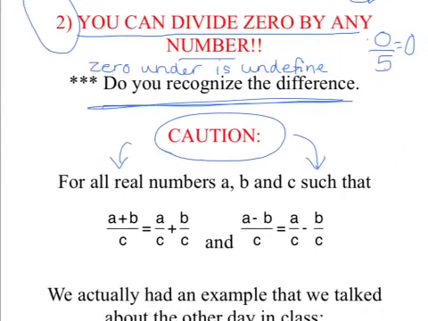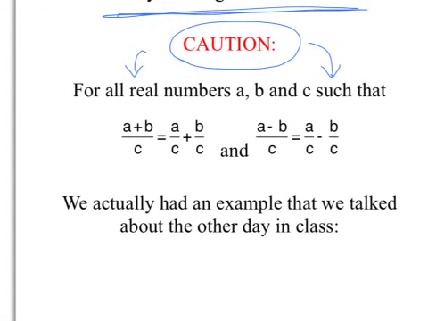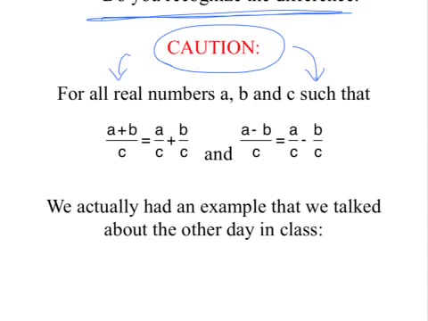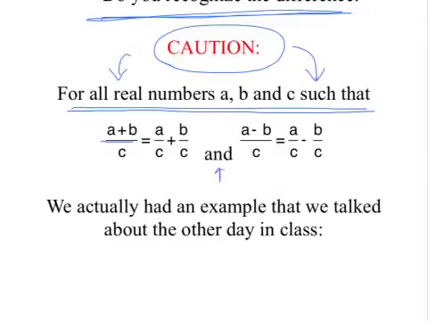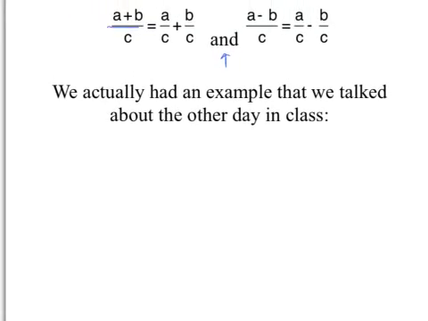Our other caution is for all real numbers, meaning any real number you put into these types of examples. For any real numbers, a plus b over c means a over c plus b over c. And the same thing is true for subtraction. A minus b over c equals a over c minus b over c. We actually talked about an example of this in class the other day, okay?